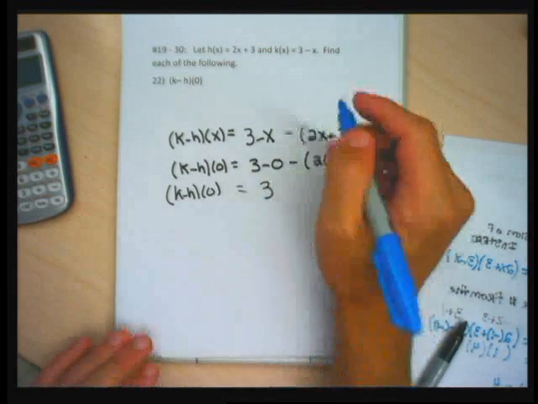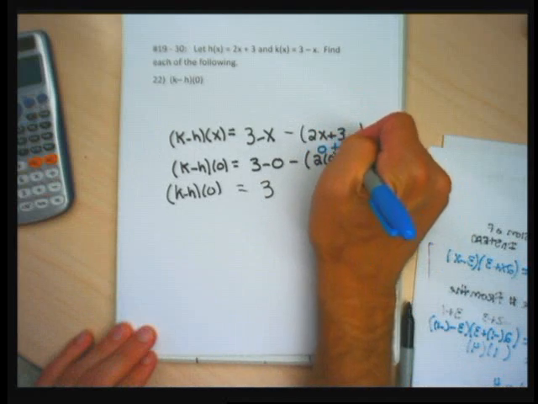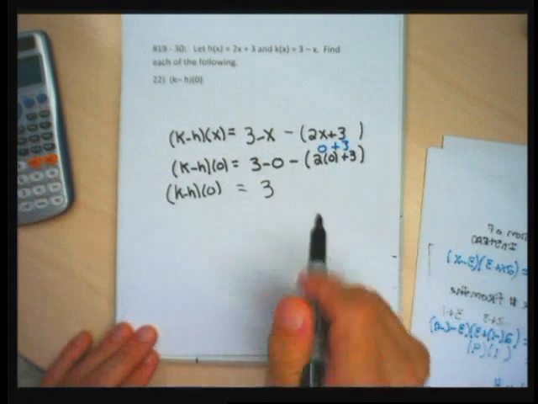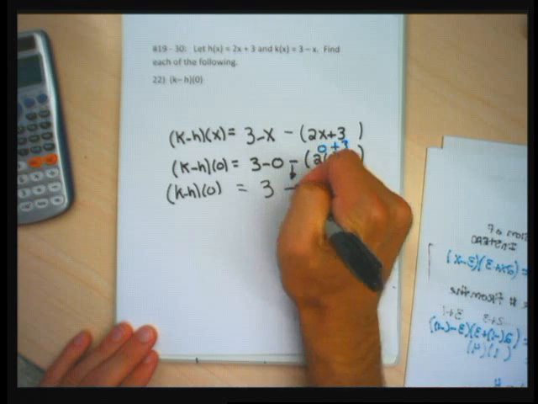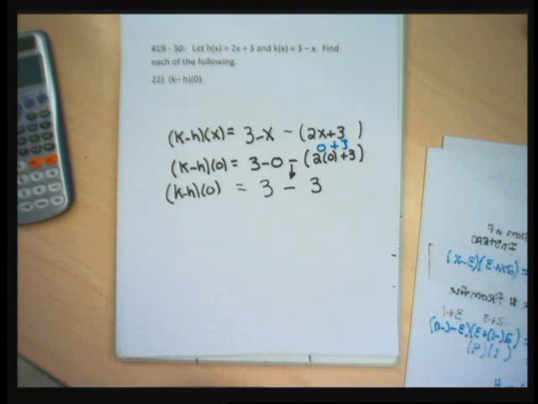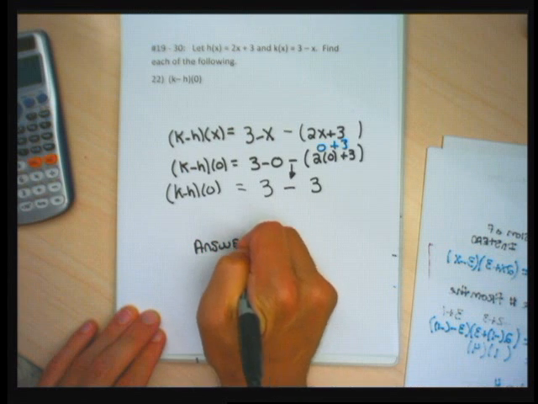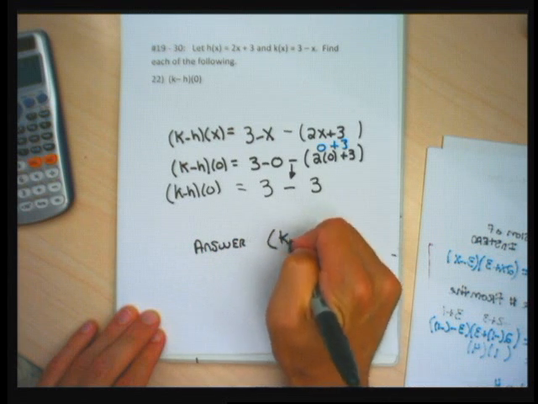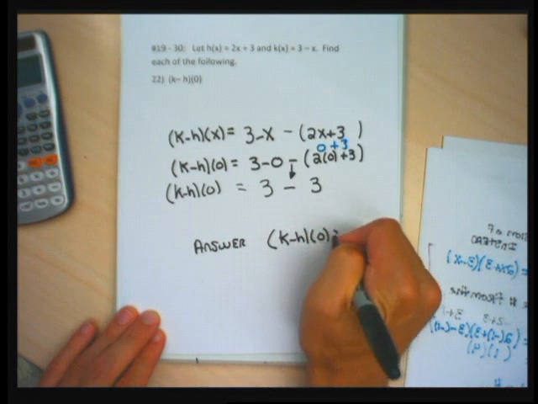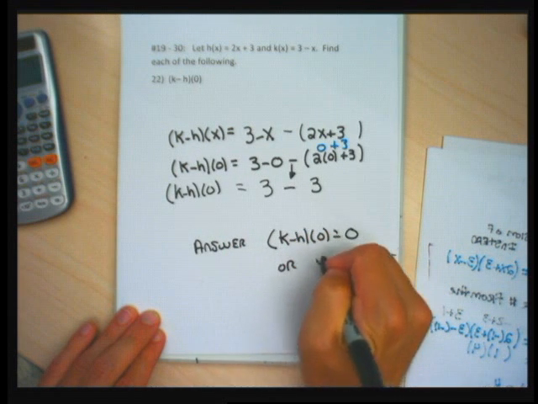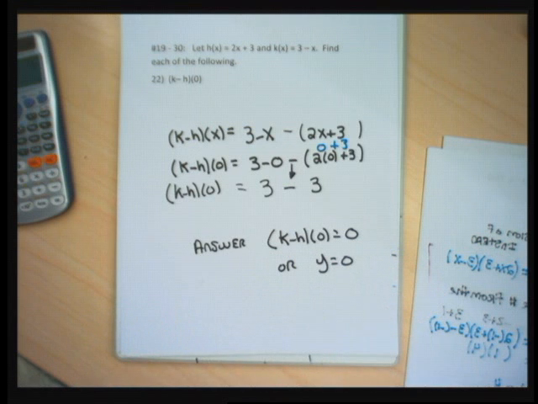Inside the parentheses, I get 0 plus 3. And this minus sign I'm just going to bring down. The inside of the parentheses comes out to be 3, and 3 minus 3 is 0. So for my answer, I can write k minus h of 0 equals 0, or if I want, I could say y equals 0. They're both equally good answers.